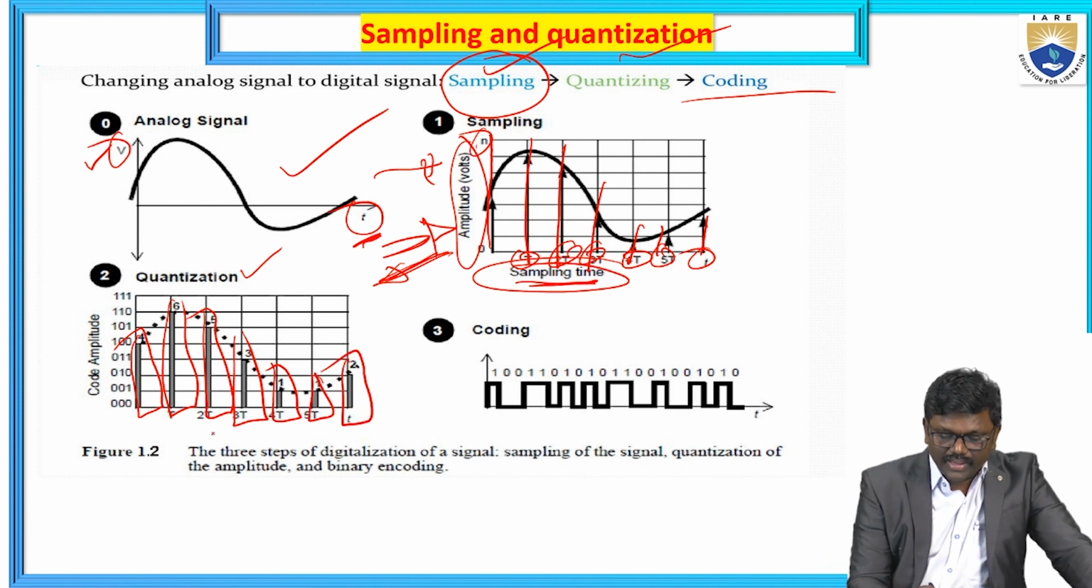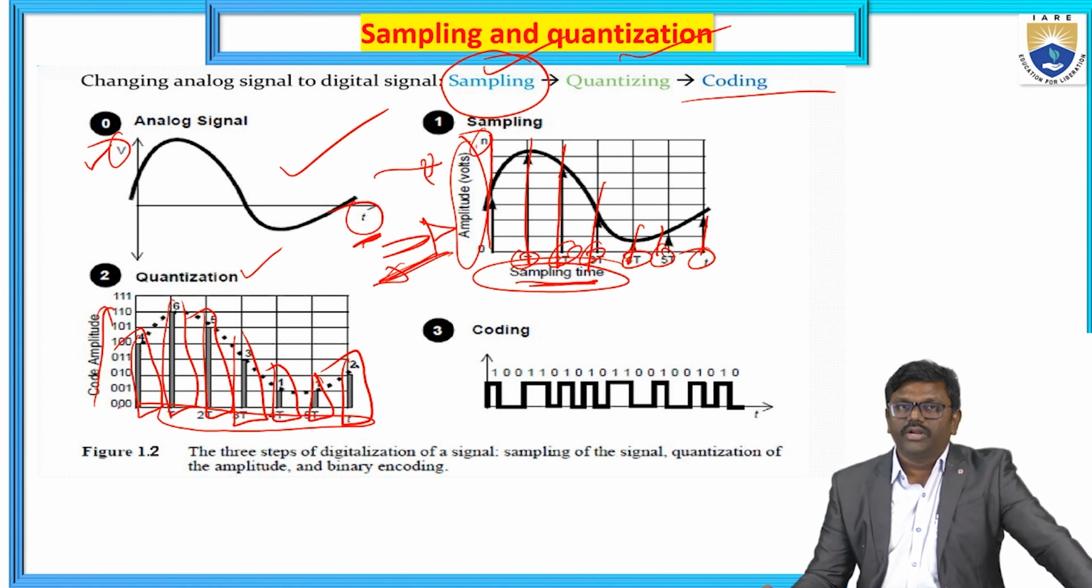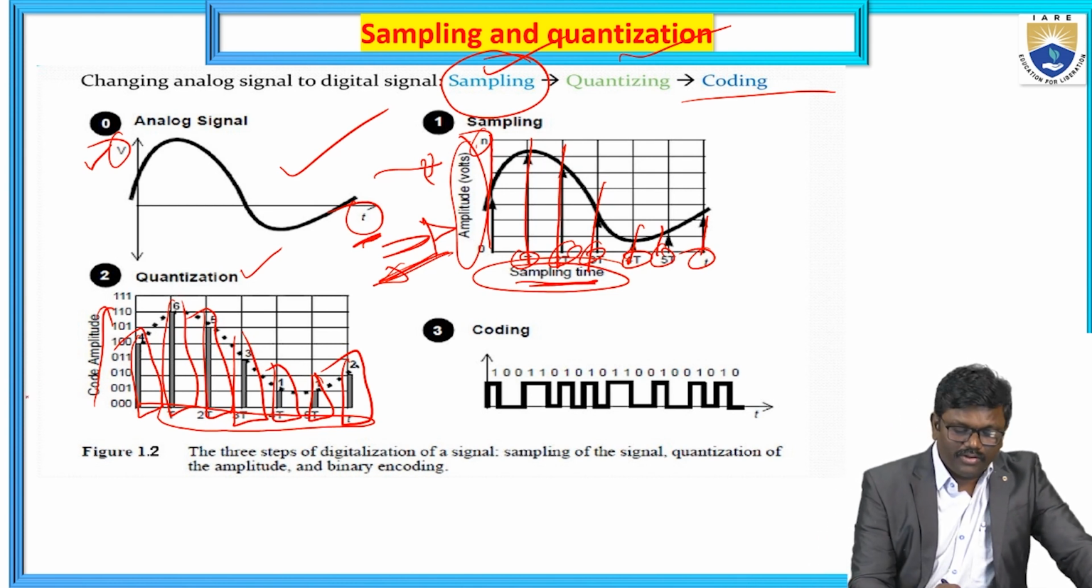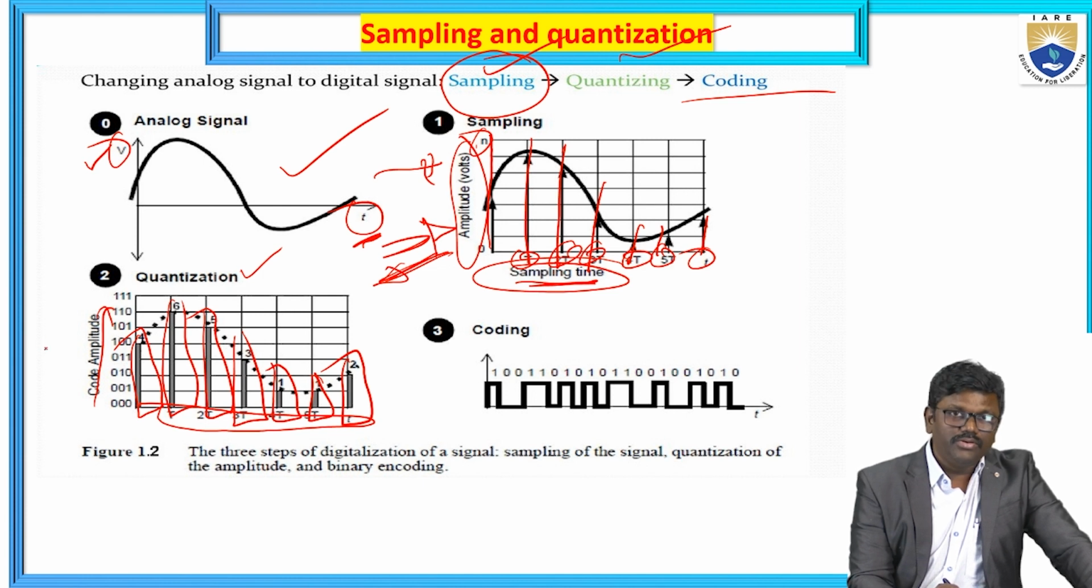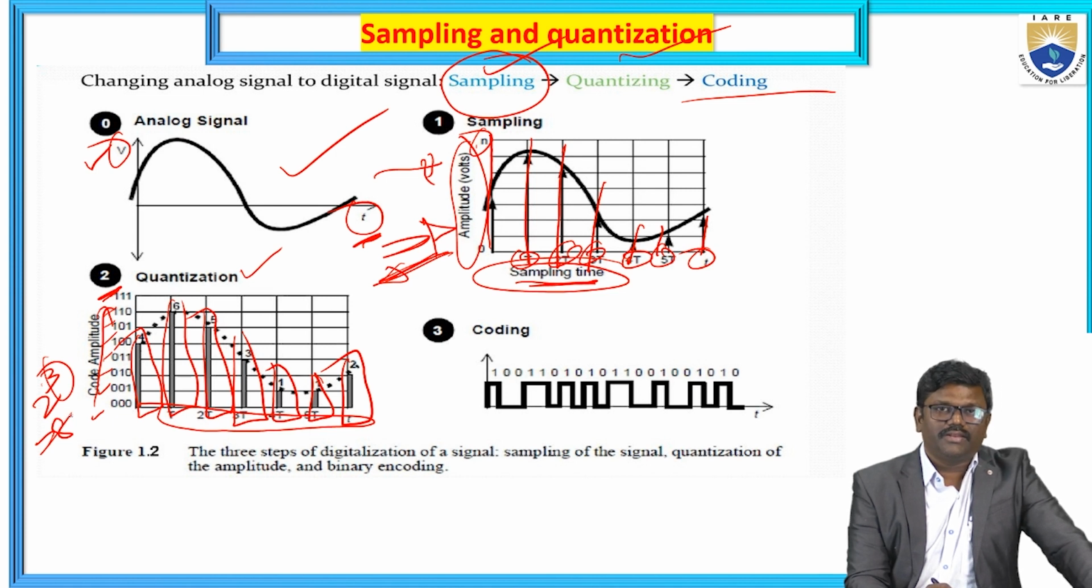Okay, so your quantized values are here. Your amplitude values will be defined in terms of digital. Digital means your amplitude value may change in terms of a maximum of 3 bits, that is 2 power of 3, equal to 8 combinations. So you see 1, 2, 3, 4, 5, 6, 7, 8, so 0 to 7. The 3-bit signal you are getting here, the digitized signal, is a 3-bit signal, the digital data.